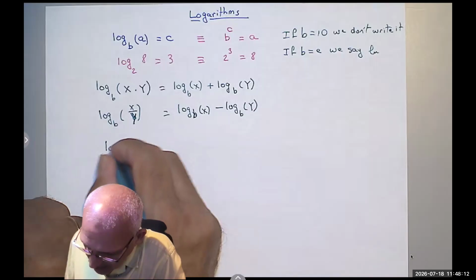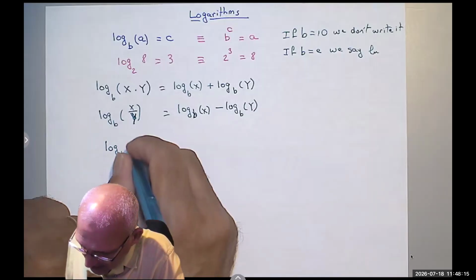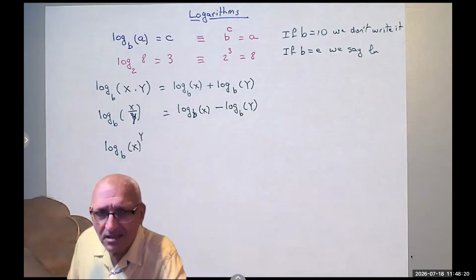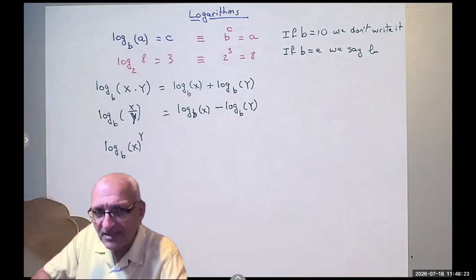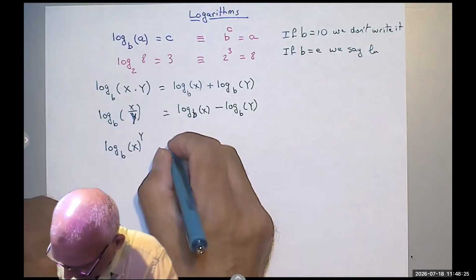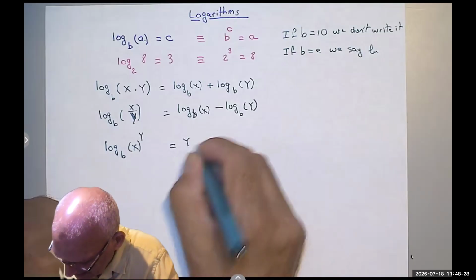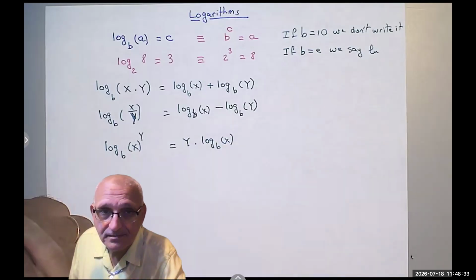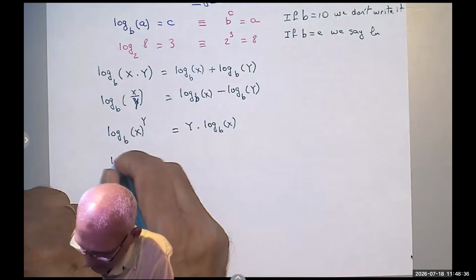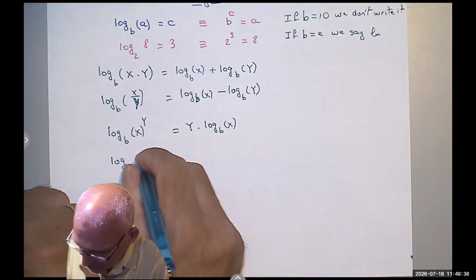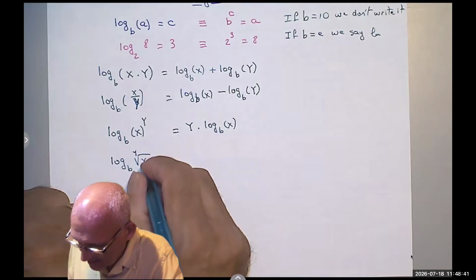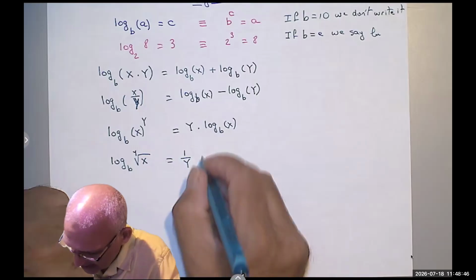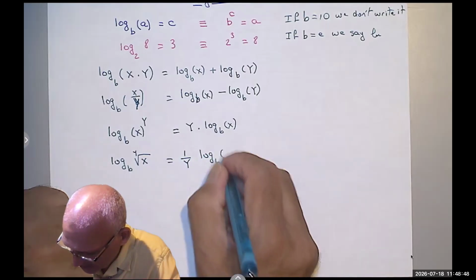And if I have log to the base b of x to the power of y, remember what that was? Exponent becomes multiplier. That equals y times log to the base b of x. And if I have log to the base b of the yth root of x, I get 1 over y times the log to the base b of x.